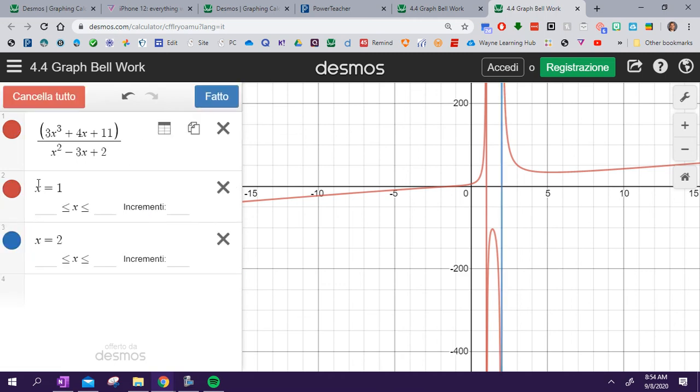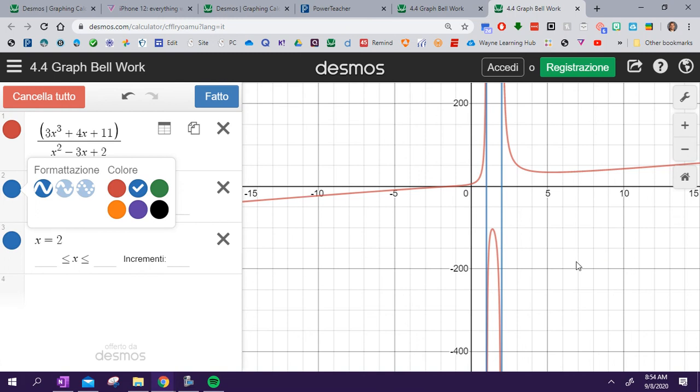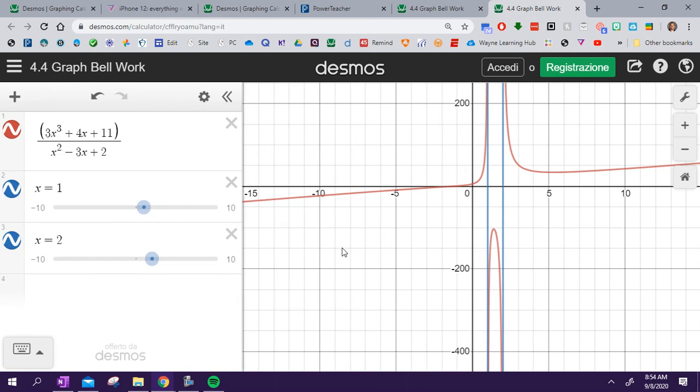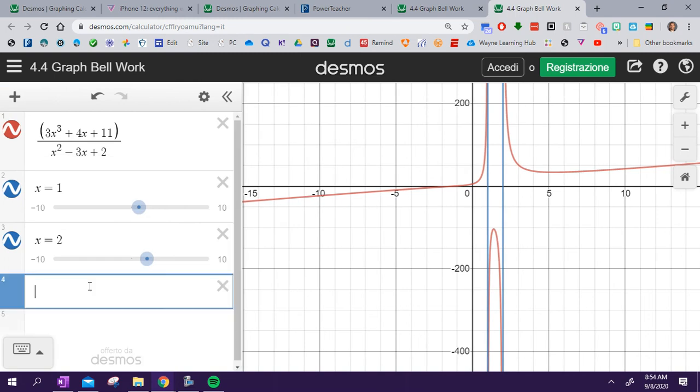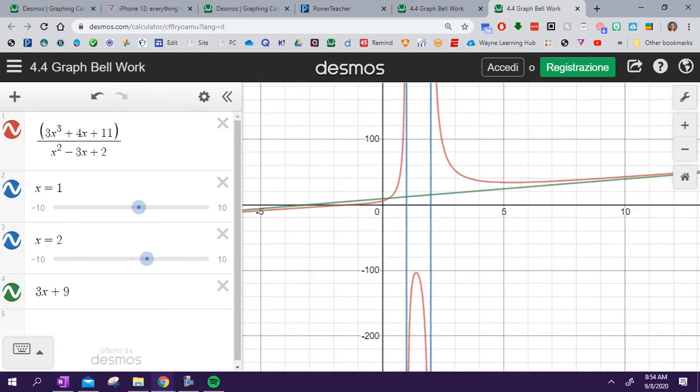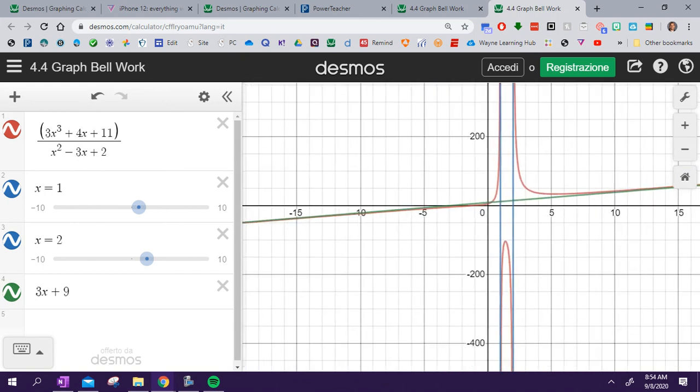Cool. Those definitely make sense. It definitely splits my graphs at those two lines. But then think about that other thing we got. We got 3x plus 9. That's that green line. Okay. Does it look like that green line applies to this graph?